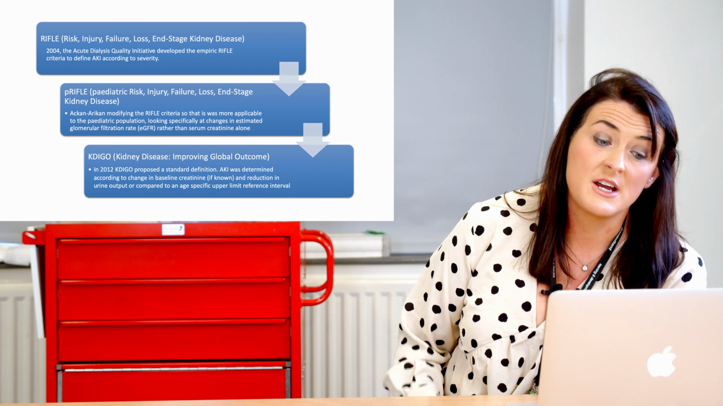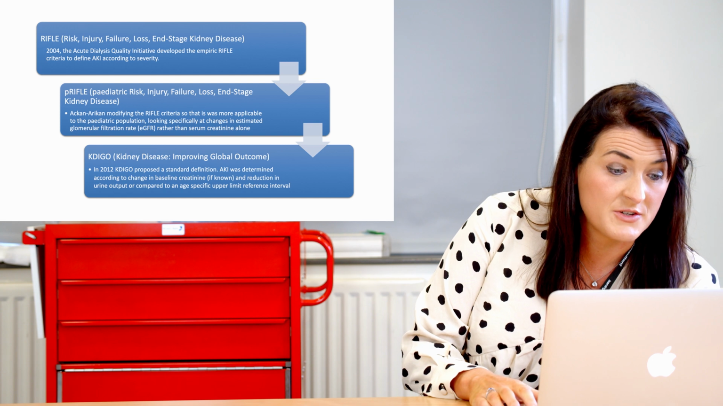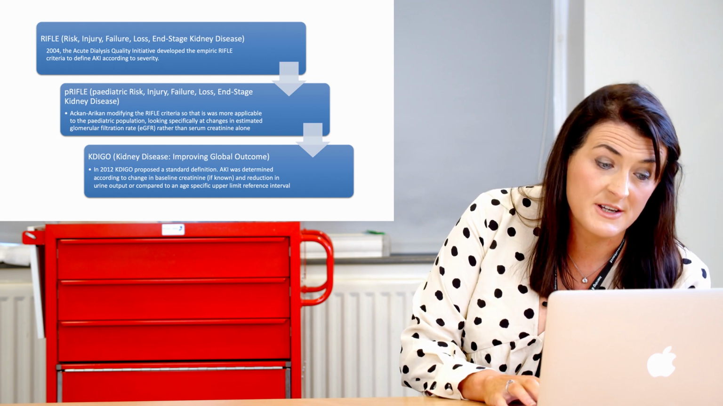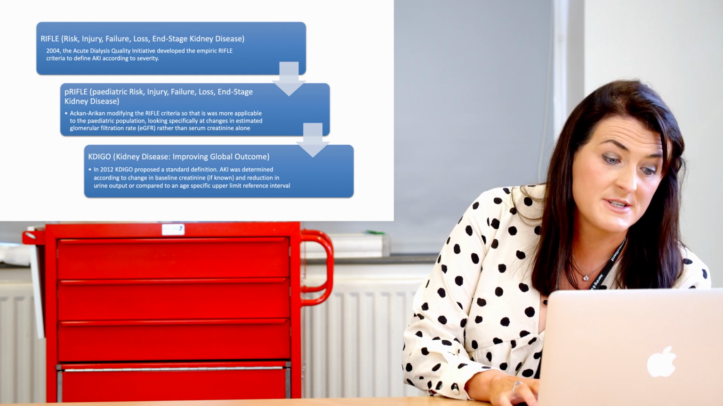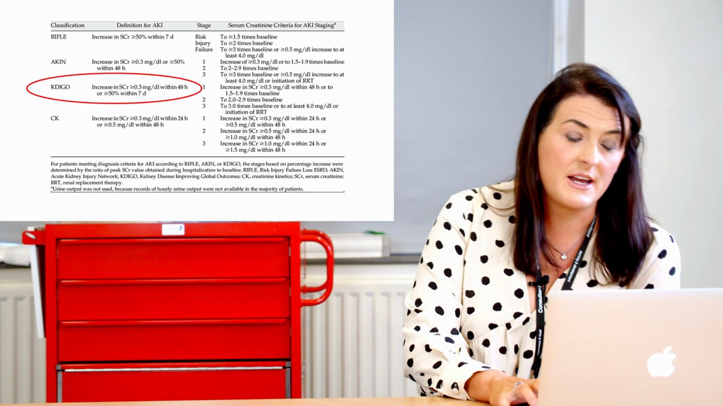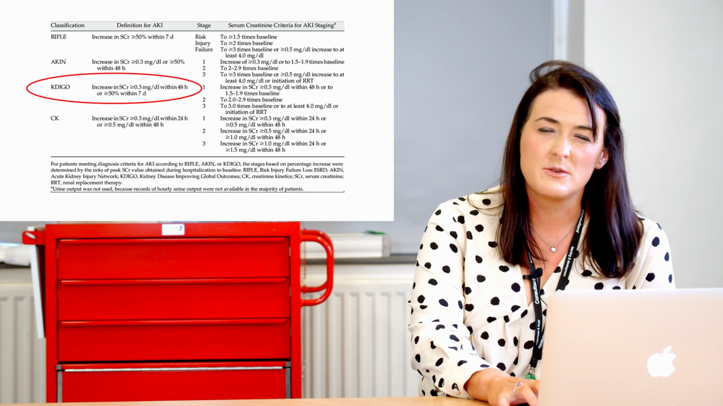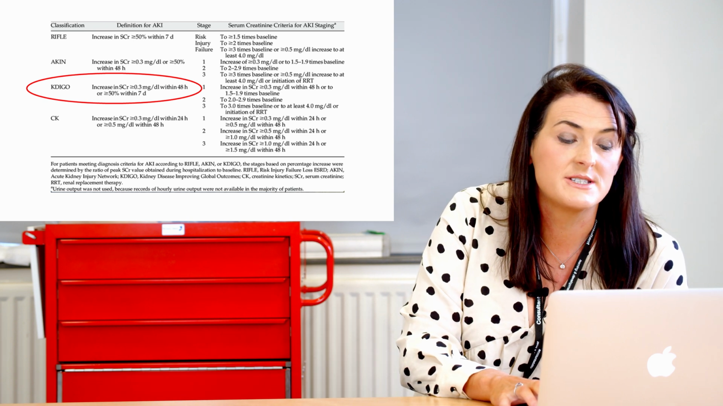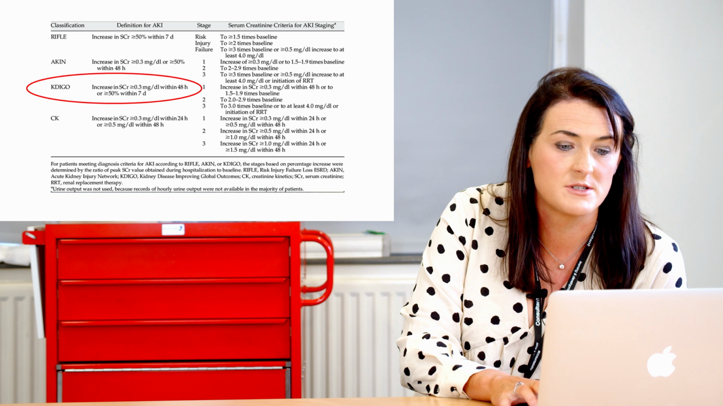And then more recently in 2012, KDIGO took that forward, and they amended the definition with regard to changes in serum creatinine and urine output, looking at those children who didn't have previous blood results with specific upper limit reference ranges. And again, that's just to highlight the different ways in which it's been classified, and KDIGO tends to be the one that's more recently used in the literature, which is the one that I have circled.